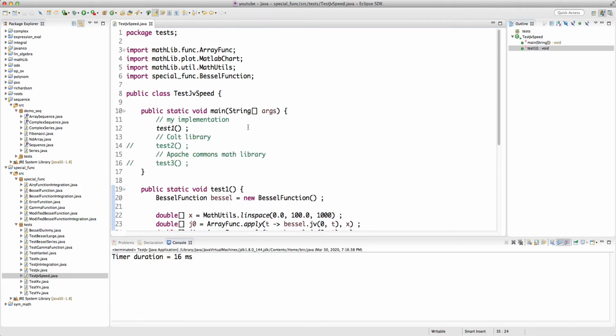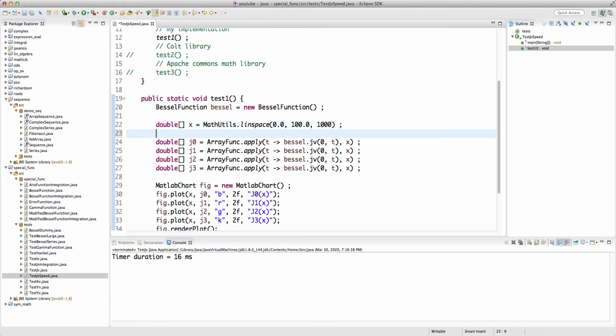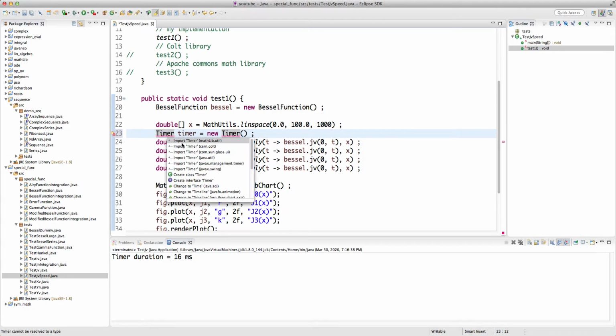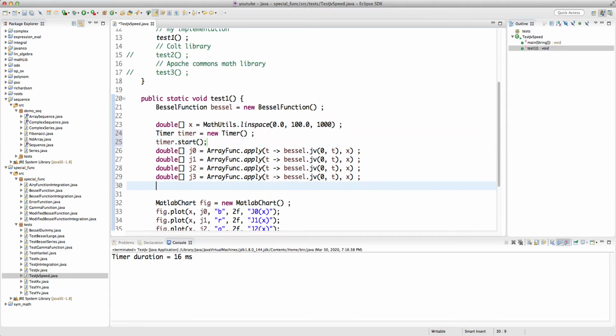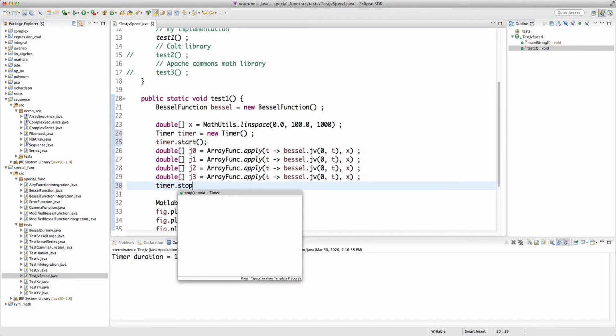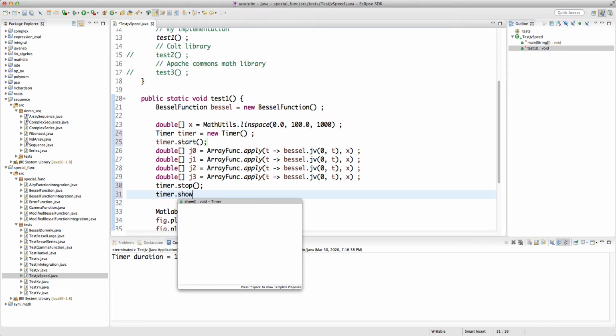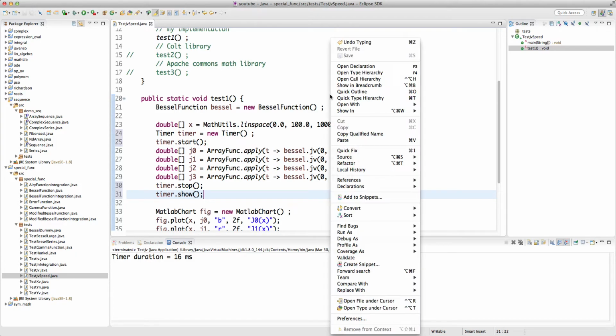All right, and obviously I want to time it, so Timer, new Timer. Let's just import the timer. You can either use my library or the one from cern.colt. I'm going to use the timer from my library, so timer.start, and then we calculate the Bessel functions, timer.stop and timer.show. All right, everything is ready.